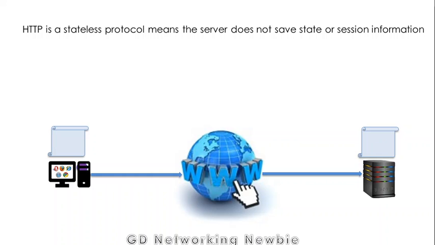Some characteristics of HTTP. The very first characteristic of HTTP is that HTTP is a stateless protocol. Stateless protocol means after receiving the request from the client, the server is not going to save any state or session information. Whatever the state of the session is, that is not saved by the server. They don't save any state about the exchange of information.